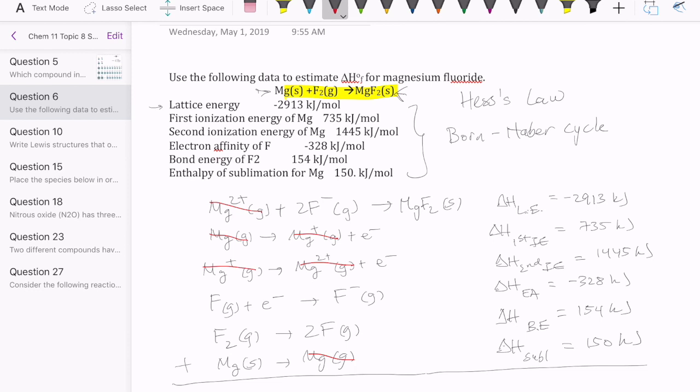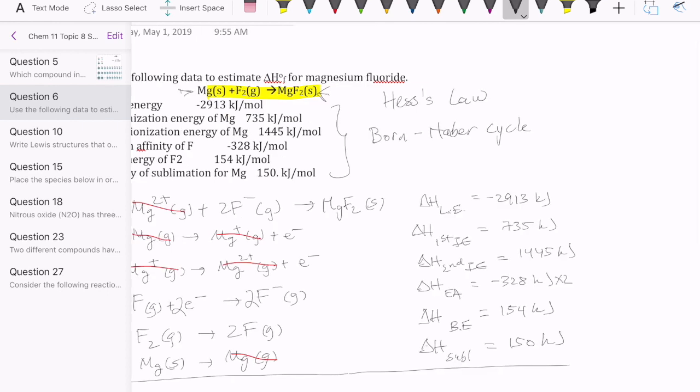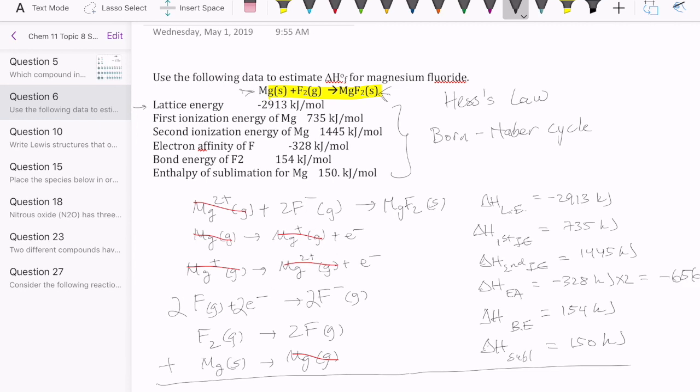The way I can do that is to multiply this reaction right here by 2. So I put 2, 2, and 2, which means my electron affinity value is going to be doubled. And when I double that, I get negative 656 kilojoules. Once I have that, you see that I can cancel out the electrons, 2 electrons on the right, 2 electrons on the left. Not only that, the 2F gas cancel out, and the 2F minus also cancel out, one in the product, one in the reactant side. So what's left in the end?